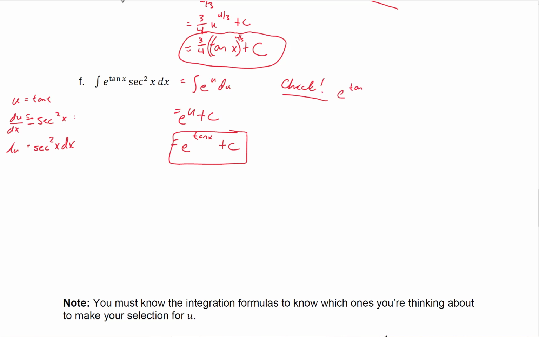So e to the tangent x plus c, prime. So by the chain rule, that's going to be e to the blah, so e to the tangent x times the derivative of the blah, so times the derivative of tangent x, which is secant squared x, plus the derivative of c is 0. And so that is e to the tangent x secant squared x, which was our original integrand. And so it checks out.